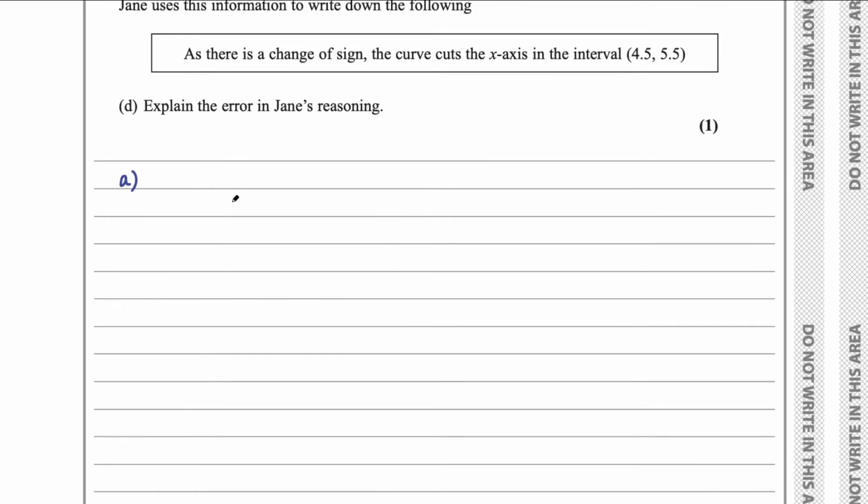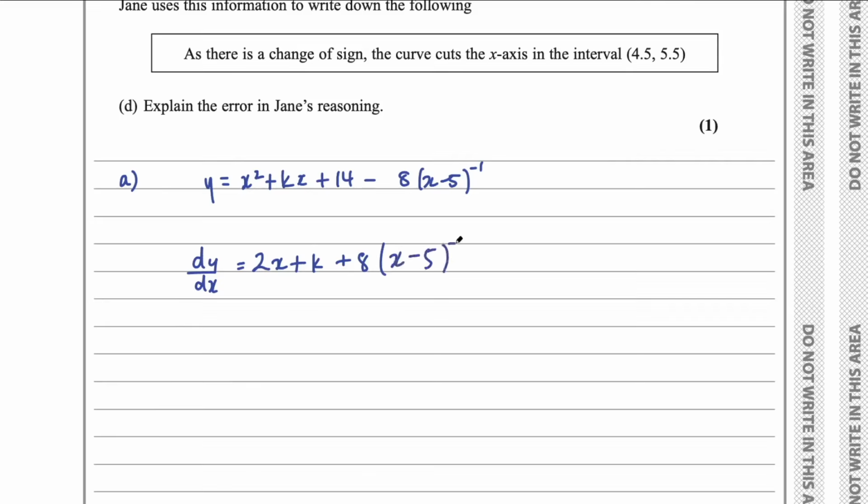Firstly, I'll just write out that equation, and we need the derivative of this, so dy on dx. And we can use the power rule for most of this, so x squared, the derivative of that is 2x. Derivative of kx is just k. 14 will disappear. And then 8 over x take 5. I should have written that as 8 multiplied by x take 5 to the power of negative 1. Makes it slightly easier to think about, because then we bring that power down the front. That becomes a positive 8. And then take 1 from the power. So this would be x take 5 to the power of negative 2.